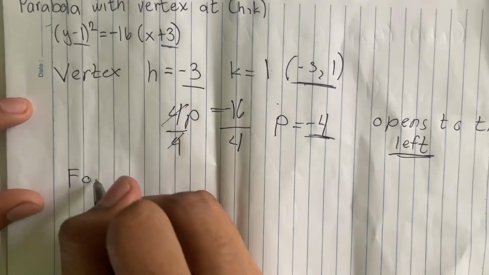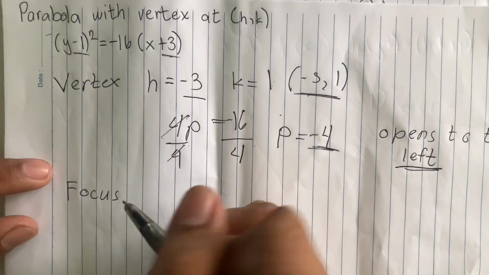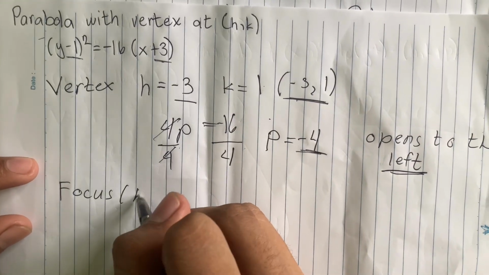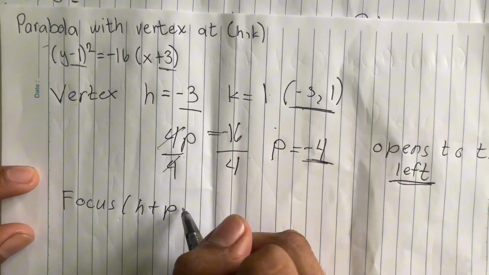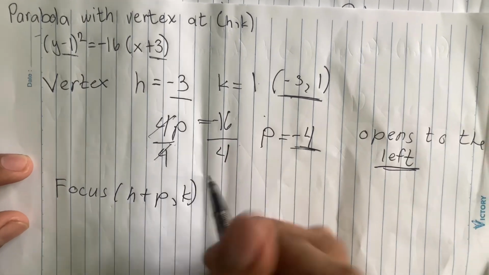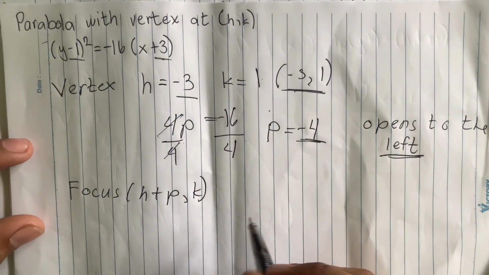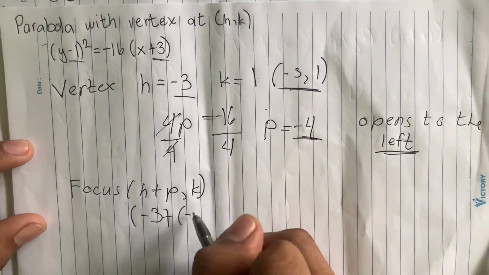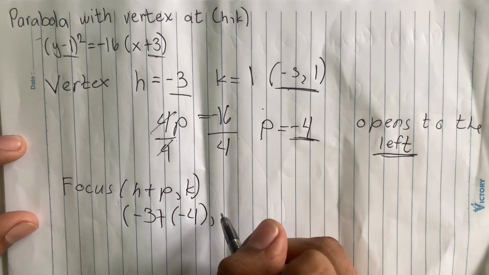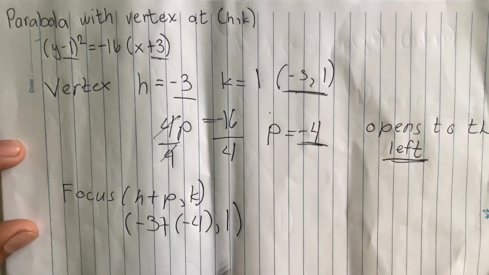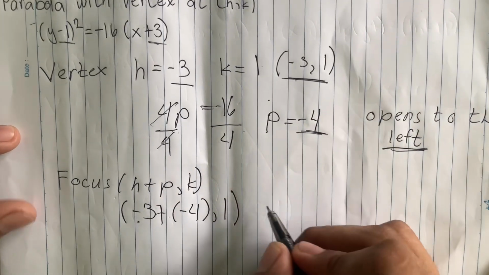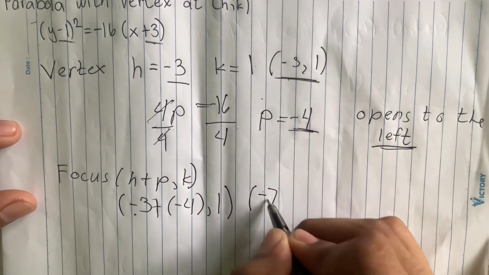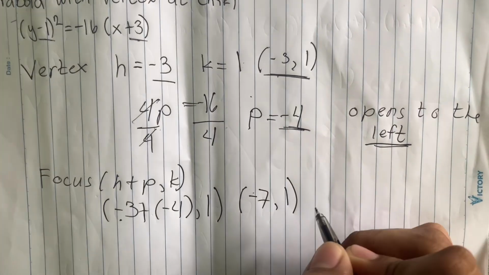And now we will find the focus. We're going to use the formula h plus p comma k and substitute the values of h, p, and k. So it will equal negative 7 comma 1.